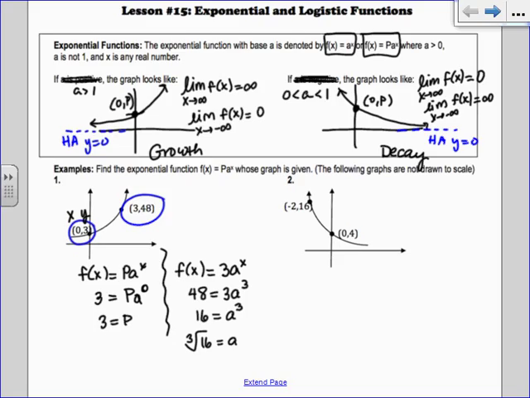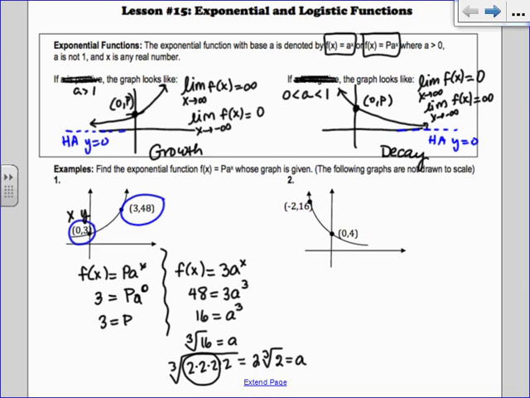Same thing here. Do you guys remember if you have 16, it's 2 times 2 times 2 times 2. So when I take the cube root of something, I'm looking for any set of 3 that I have. Do you guys see that? I have 3 2's. So that 2 times 2 times 2 is 8. So when I take the cube root of 8, I get 2. So it's really 2 cube root of 2 is equal to a.